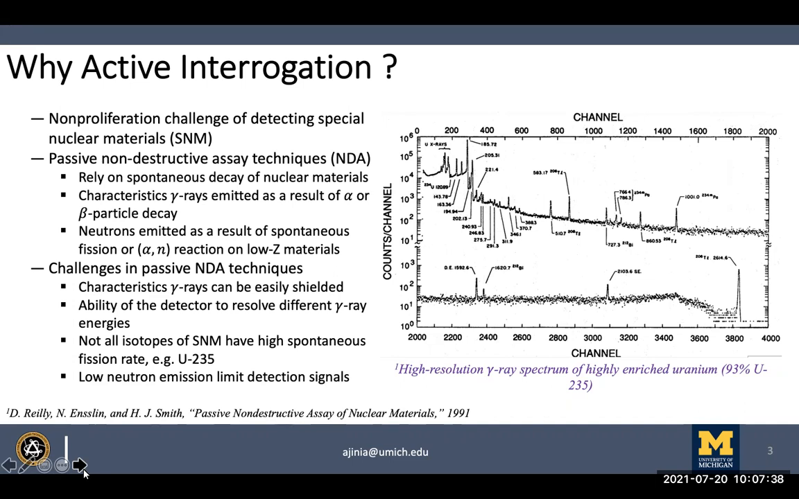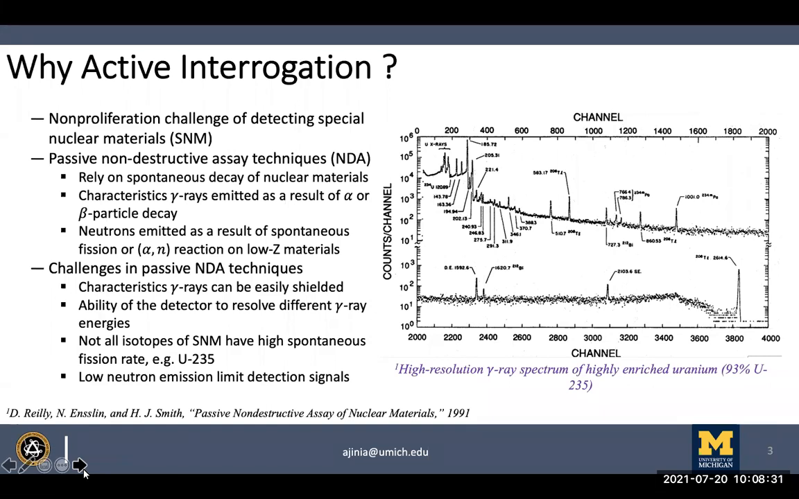But these passive techniques have certain limitations and challenges, and this is because of the nature through which passive techniques work. Now, passive techniques rely on the spontaneous radiation that is emitted from nuclear materials. So when we are relying on spontaneous emissions, there are two particles that are of typical interest. One is the characteristic gamma rays that are emitted as a result of alpha or beta particle decay. And second, neutrons that are emitted as a result of spontaneous fission or alpha-n reaction on low-Z materials.